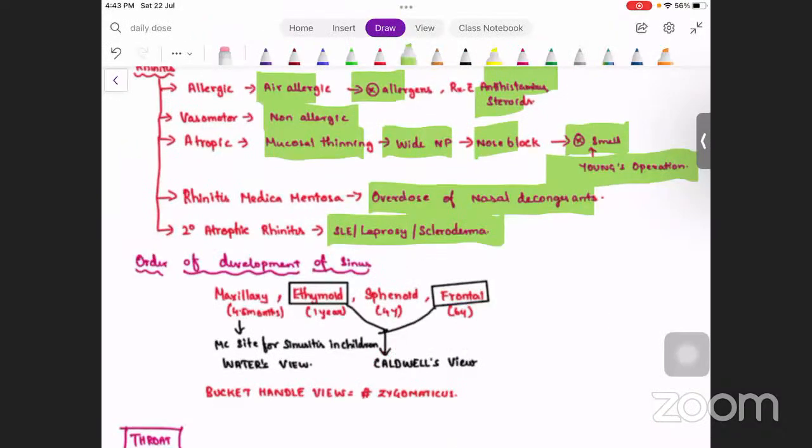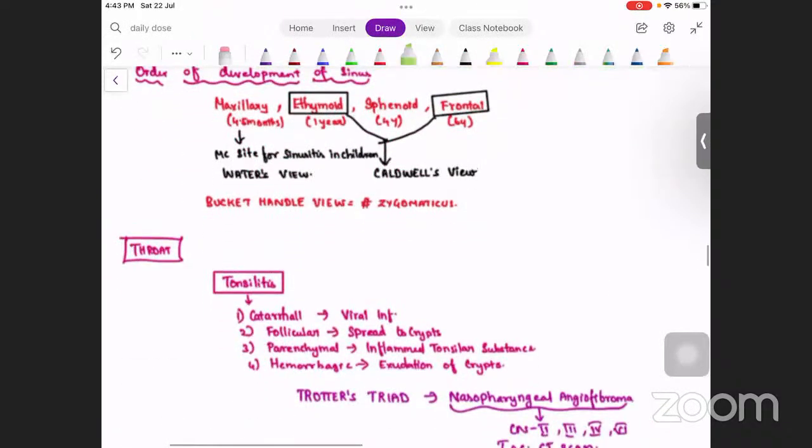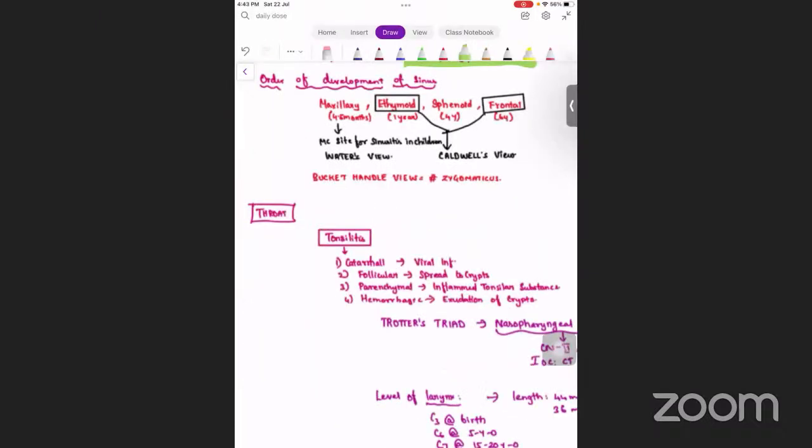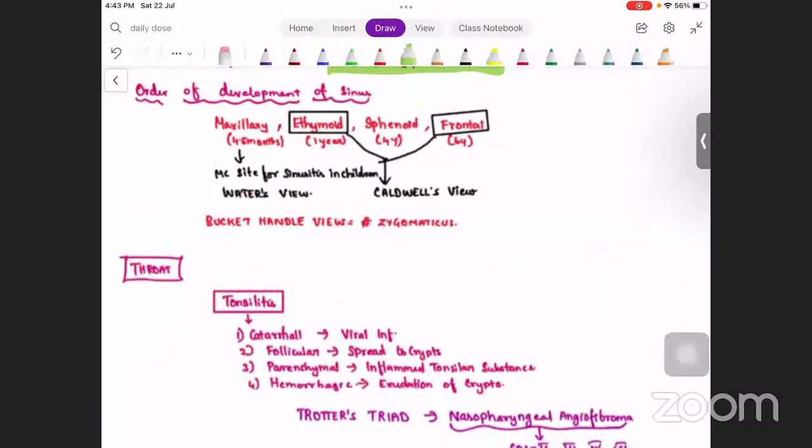Apart from that, order of development of sinus: maxillary sinus, ethmoidal sinus, sphenoid sinus and frontal sinus. Among that, the maxillary sinus develops at 4 to 5 months. Ethmoidal develops at 1 year. Sphenoid develops at 4 years, while the frontal develops at 6 years.